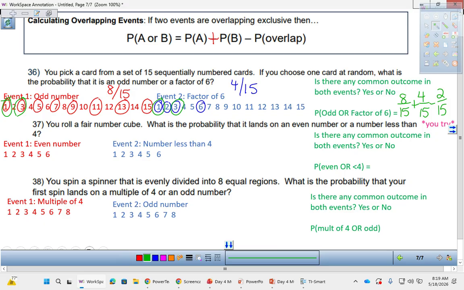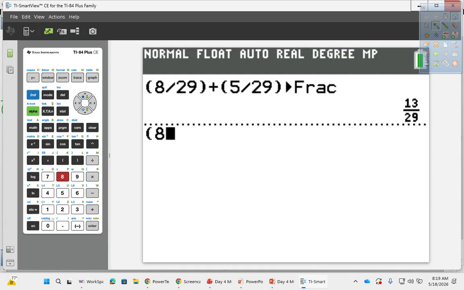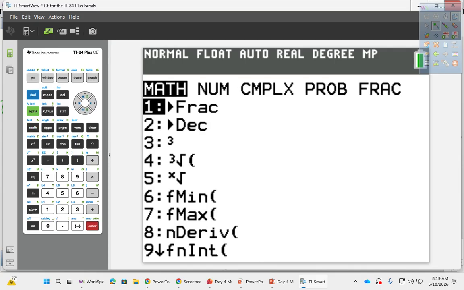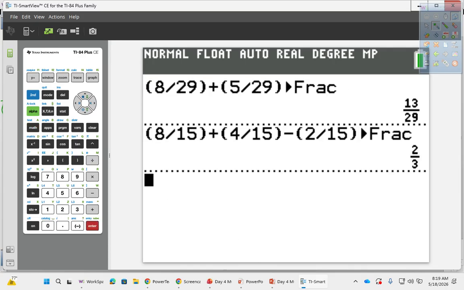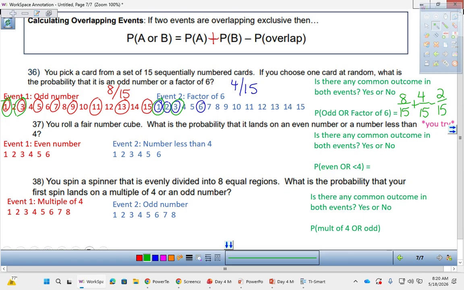So when I do this, you can do it in your calculator. 8 fifteenths plus 4 fifteenths minus 2 fifteenths. 2/3, or you can add the numerators. Just make sure you check to see if they can simplify. This one could. So the answer to this one is 2/3. Just gonna put it up here because I don't have space.